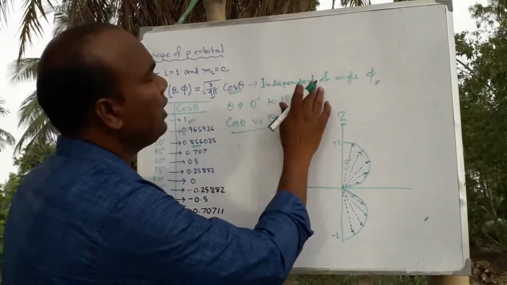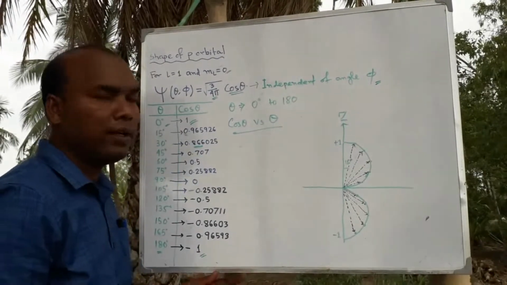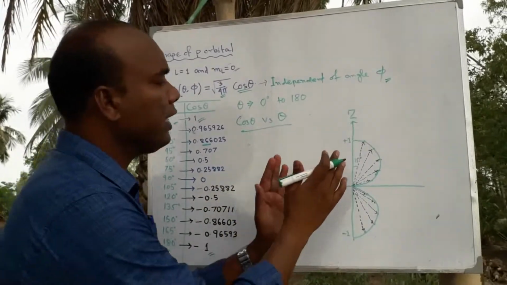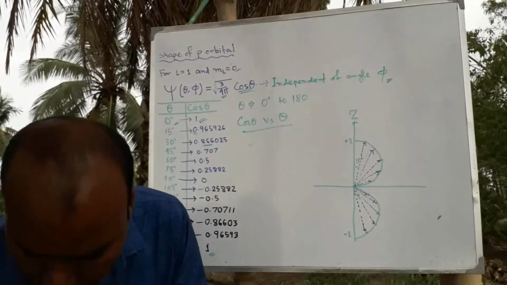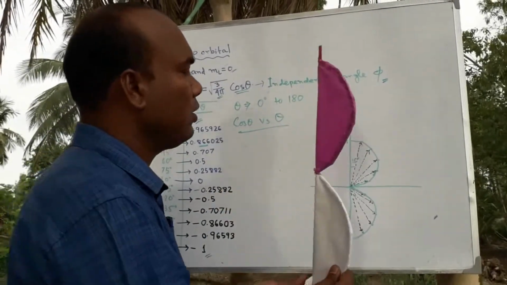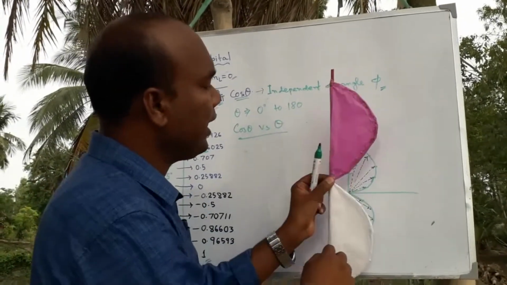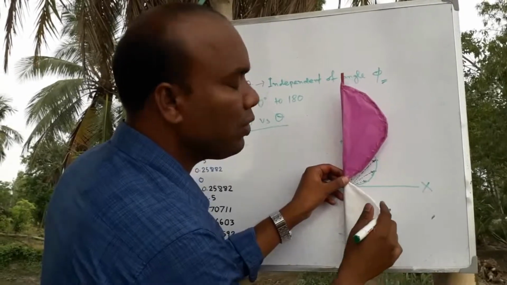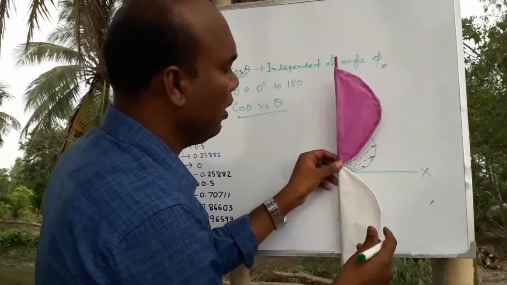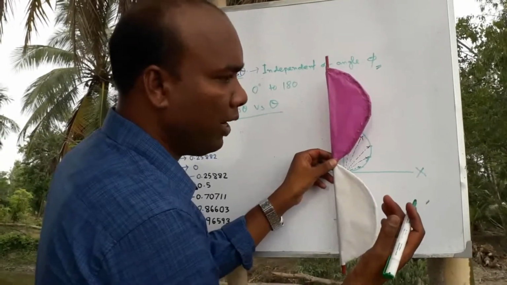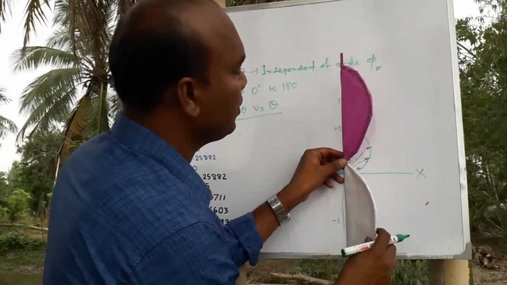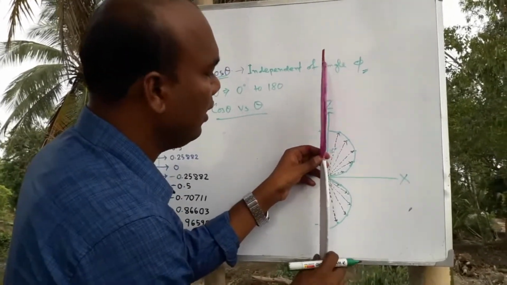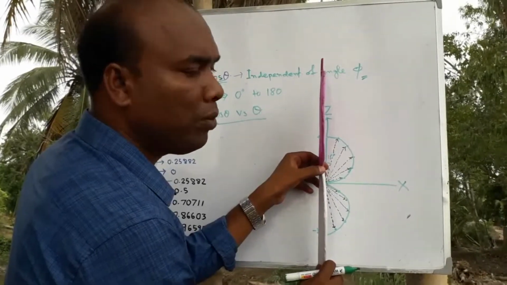Now you see this part is independent of angle phi. That is, for each value of phi, this shape is constant. Suppose this is the identical shape. This is your z axis. Suppose this is your x axis. So at that point phi is 0 degree. Now if you increase the angle phi by suppose 30 degree, then the shape will be like this. Further increase, suppose phi is 90 degree, that is at that direction the plot will be like this.